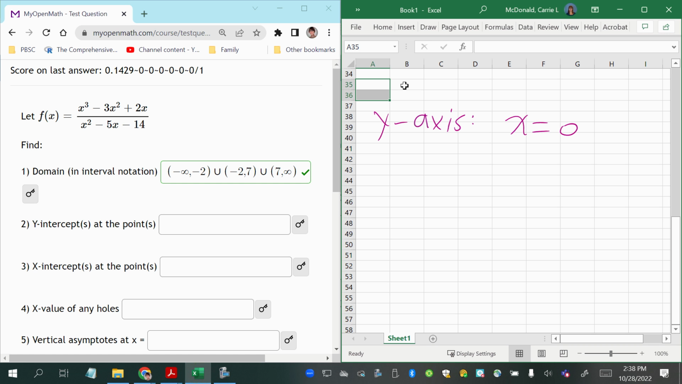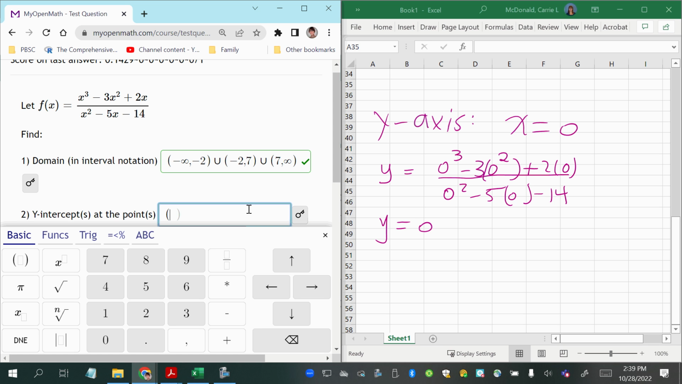And remember that the notation f of x is interchangeable with the variable y. So taking my function and just replacing anywhere that I see an x with 0, I will be able to evaluate this pretty quickly. And you're going to notice that all the terms in the top are going to 0 out. So the whole thing just becomes 0. So the only y-intercept is actually at the origin, where both the x value and the y value are 0.